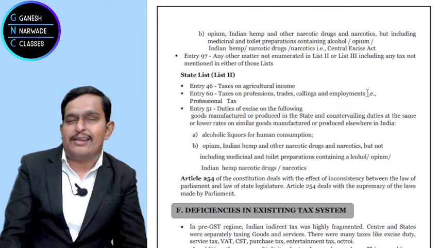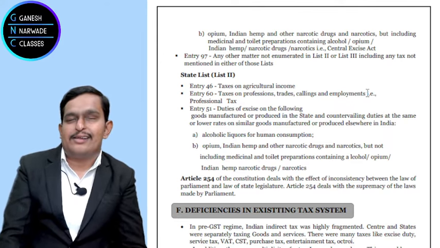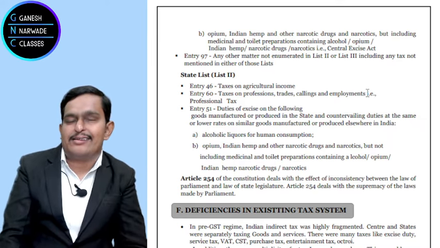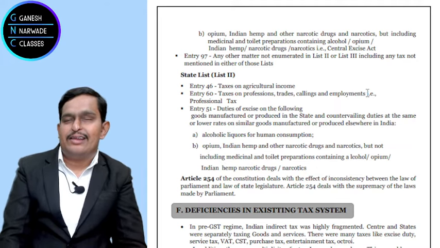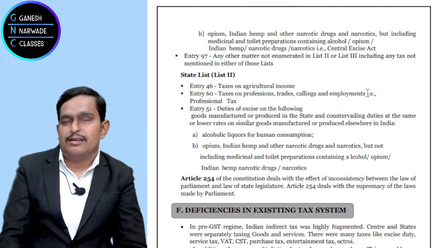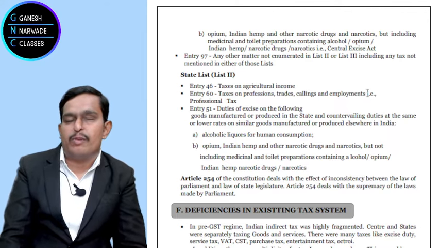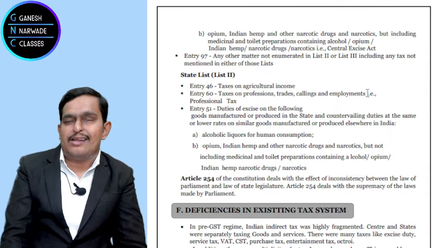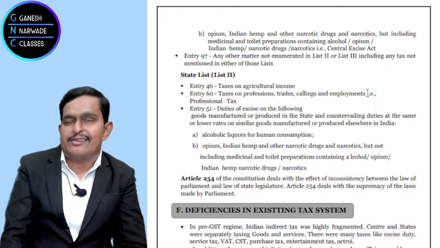Come, we are discussing entry number 84. It says central government has the power to levy excise duty. Which duty? Excise duty on the manufacture or production of tobacco. So on the manufacture or production of tobacco, central government can levy tax. But then I'll ask you, which tax? Entry number 84 says excise duty. On which product? Tobacco products. Who can levy? Central government. Under which list? Union list. Which list number? List 1.